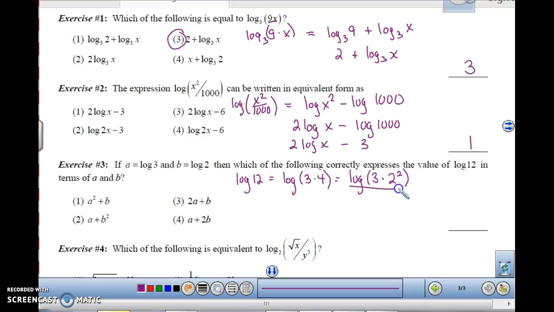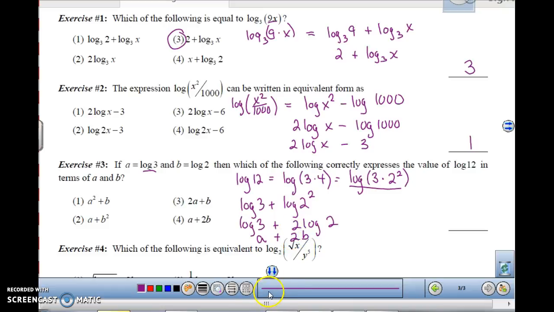All right, so we want to take this and rewrite it in expanded form. So log of 3 times 2 squared. This is a product, so what do we do with the logs? We would add them. So this would be log of 3 plus log of 2 squared. All right, now what do we do with the exponent? We multiply, so it goes out front, so it'll be log of 3 plus 2 log of 2. Okay, now, according to what we have been given, a is equal to log of 3, so this is going to be a, and b is equal to log of 2.